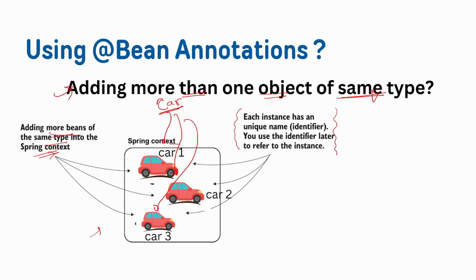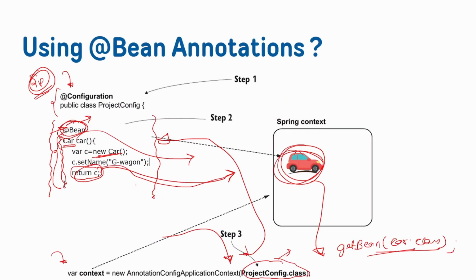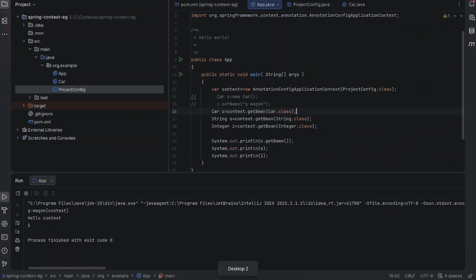So let's see how we can add more than one object of the same type. There is one concept in it. Each object instance in the Spring context is identified with the help of a unique identifier known as ID. And what is this ID by default? By default, this ID is the method name. So we can access this instance using the method name that we have created here. Let's see it with the help of an example.